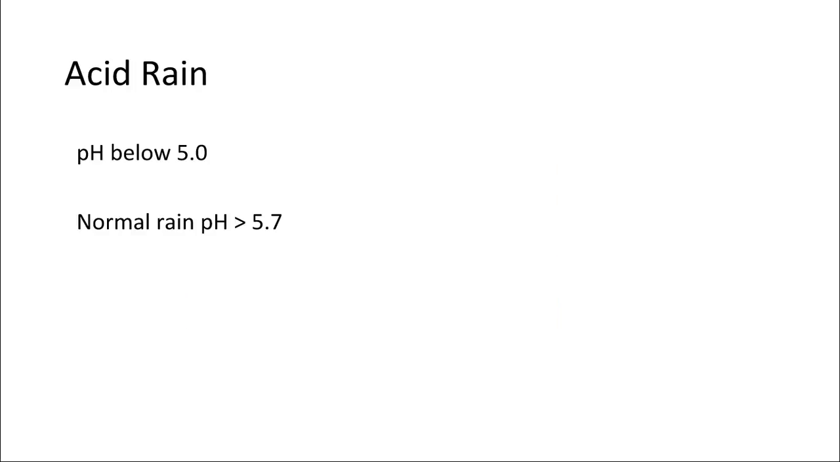Acid rain, the third type of secondary pollutant. We consider it to be acid rain when the pH is below 5. Normal rain has a pH of around 6. Anything greater than 5.7 is considered normal. This also depends on where you live.